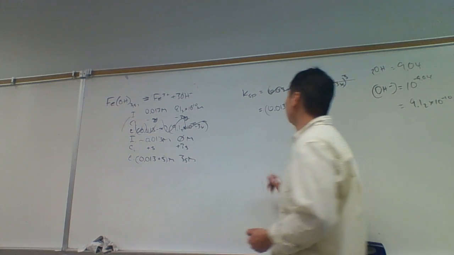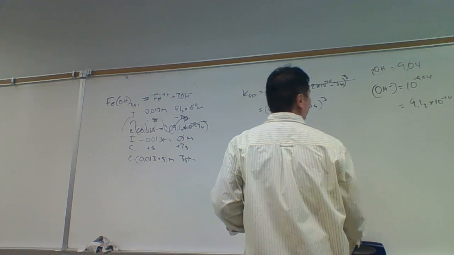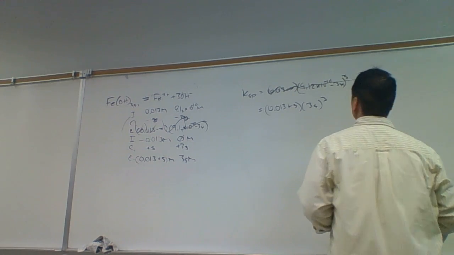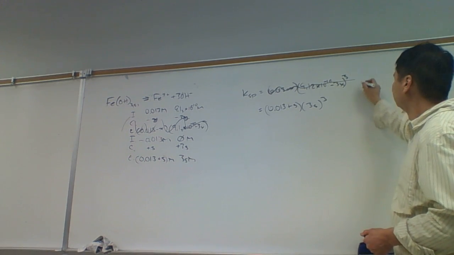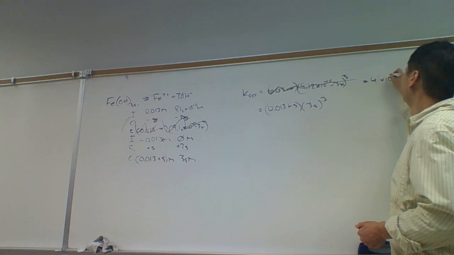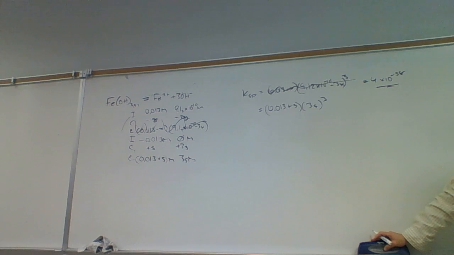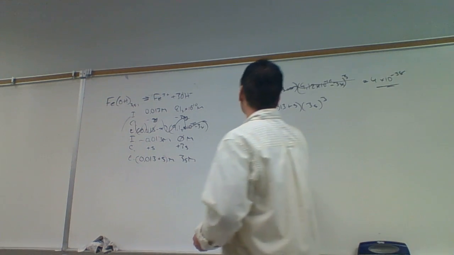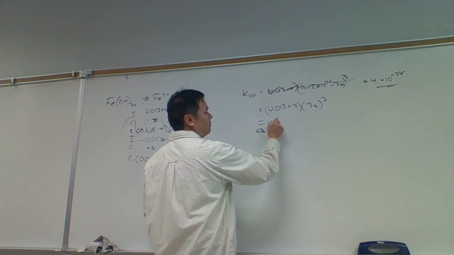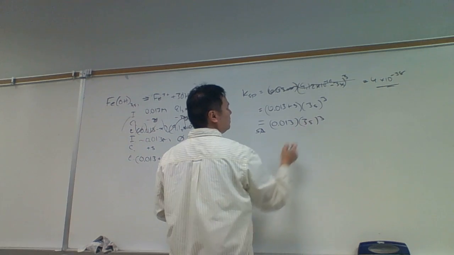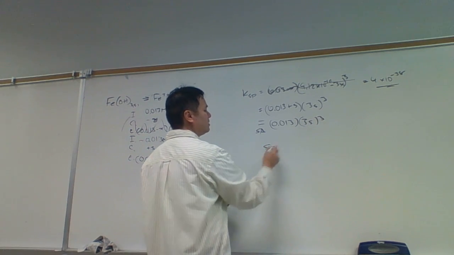But there's one other advantage. What was the KSP again for this? 4 times 10 to the negative 38. What does that tell you? Are we going to dissolve very much? No, and so that means the simplifying assumption should work. So using the simplifying assumption, we get 0.013 times 3S, quantity cubed, and then we'll solve for S.